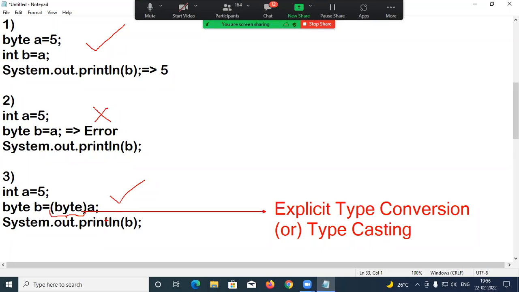14 always error. 19 always valid. 23 like this error, like this valid. Okay.